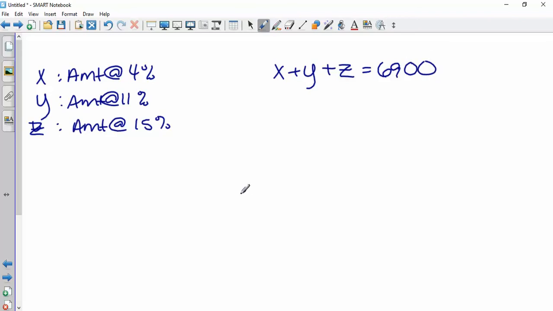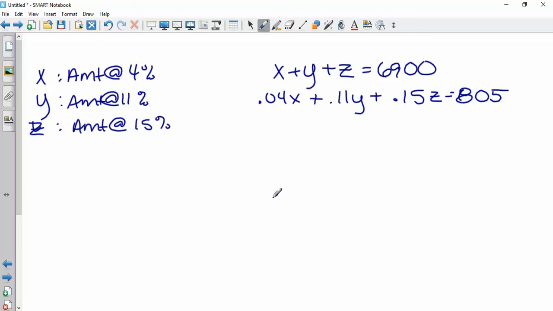Okay, the annual income from these investments was $805. That's your interest. So what would that look like? 0.04x plus 0.11y plus 0.15z, and that was 805.